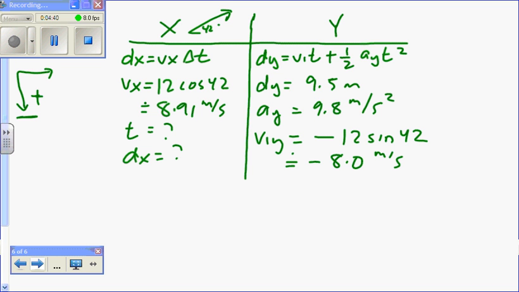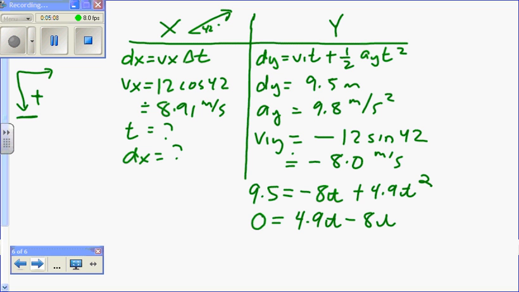So we have enough information now to use the dy formula. I'm going to go ahead and start, and you're going to see it's going to turn into a quadratic. Minus 8t plus 4.9t squared. To solve a quadratic formula, I need to put 0 on one side of the formula and I'll write it in the proper order, which is the t squared term first. And this gives us, for the quadratic formula, an a, b, and a c.